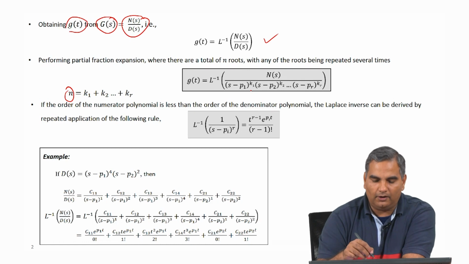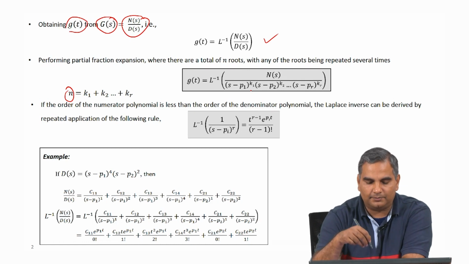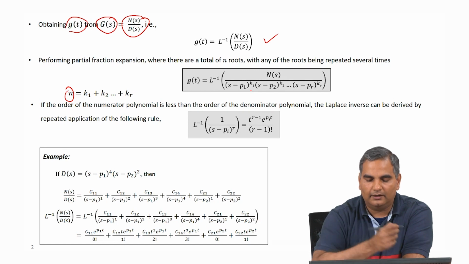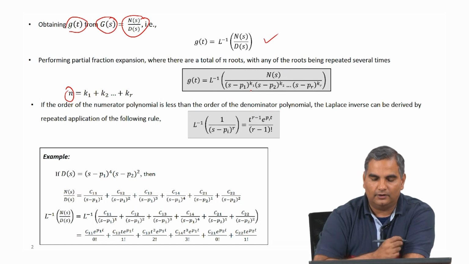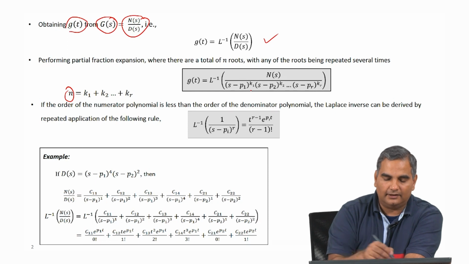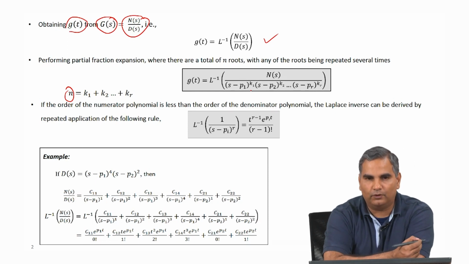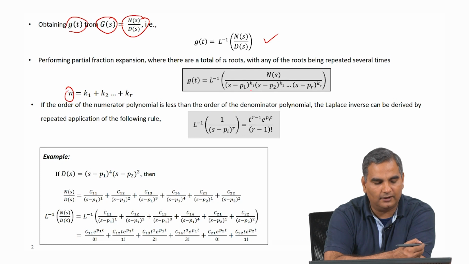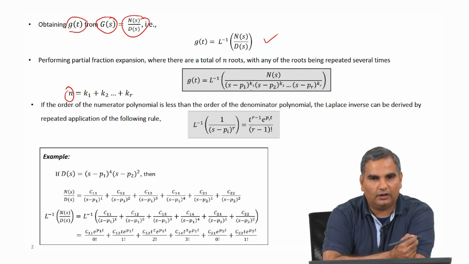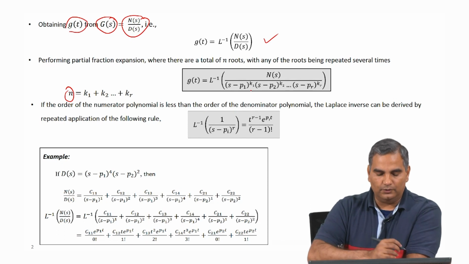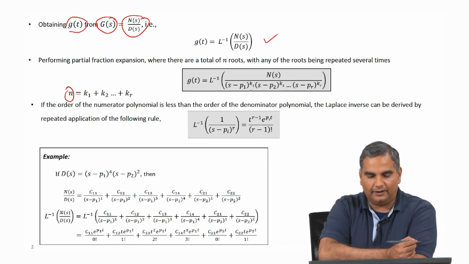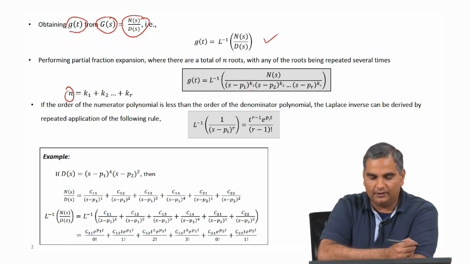Then the denominator polynomial, you can always write it as s minus p1 power k1 times s minus p2 power k2 and so on, s minus pr power kr. So, the condition is that since I cannot have more than n roots for an nth order polynomial, the condition is that n equals k1 plus k2 all the way up to kr. Now, what we are going to do is we are going to repeatedly apply just one row of the Laplace inversion table, which is this.